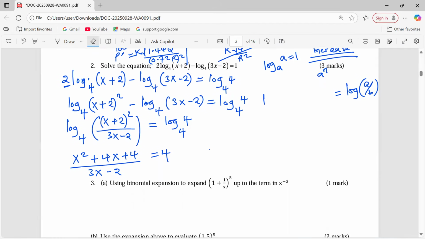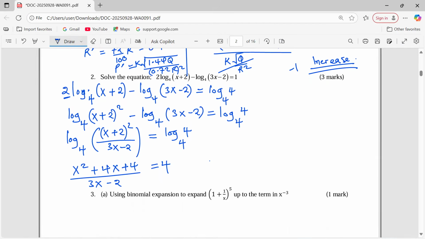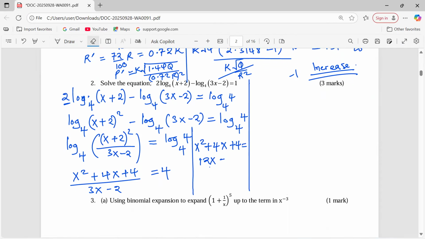At this point, allow me to solve this one. First I cross multiply to do away with the denominator, such that, as we remain with x squared plus 4x plus 4, we shall have 12x minus 8. Yeah, so 4 multiplies everything on the denominator.